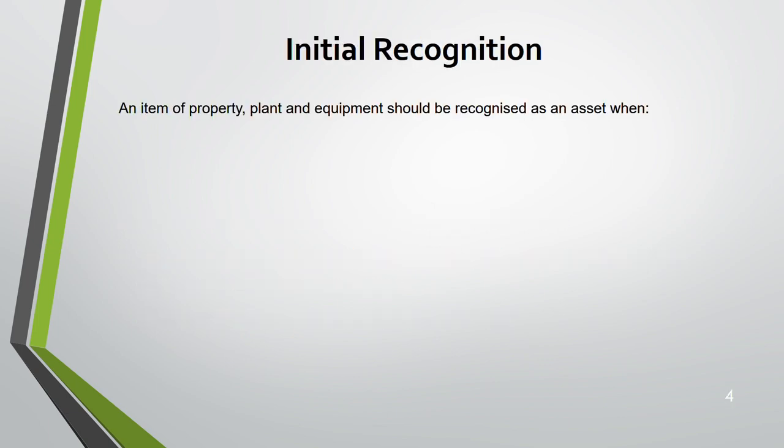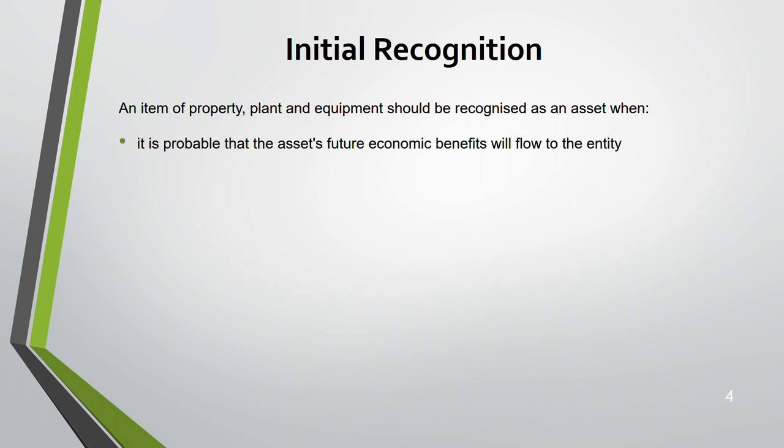Now, when do you recognize this? Remember the conceptual framework, what does it say? You recognize an asset when these things are there. In the same way, IAS 16 also says you recognize property, plant and equipment as an asset. Go back and think about the characteristics of an asset. When these two things are there: number one, you are going to achieve some benefit, that means cash inflow in the future. Second, you can measure the cost reliably. If these two things are satisfied, you can recognize. Otherwise, you do not recognize it as an asset in the first stage itself.